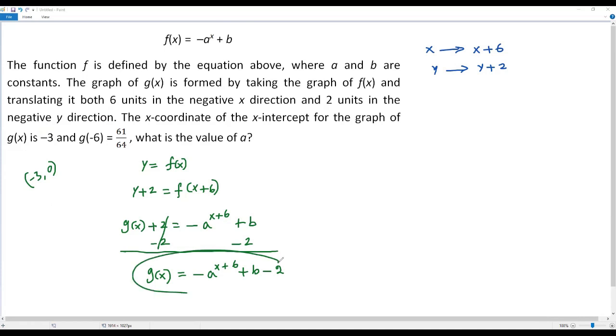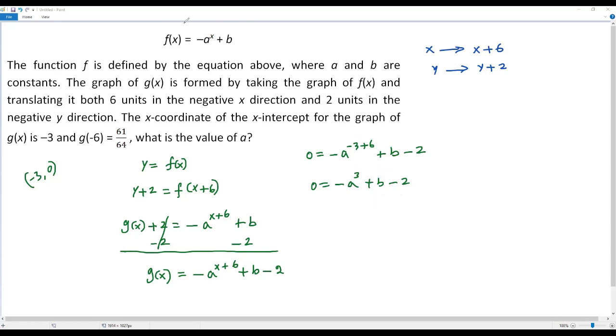Here in this one, g of x represents y. So we can plug in this y-coordinate 0 for g of x, and this x-coordinate -3 for x. Then I'm getting 0 = -a^(-3+6) + b - 2. Okay, 0 = -a, and when I simplify this one, I'm getting exponent 3, plus b minus 2. Here there are two unknowns, one is a and the other one is b. According to the question, we have to find the value of the unknown a. Now to get the value of this unknown a, we must find the value of this unknown b.